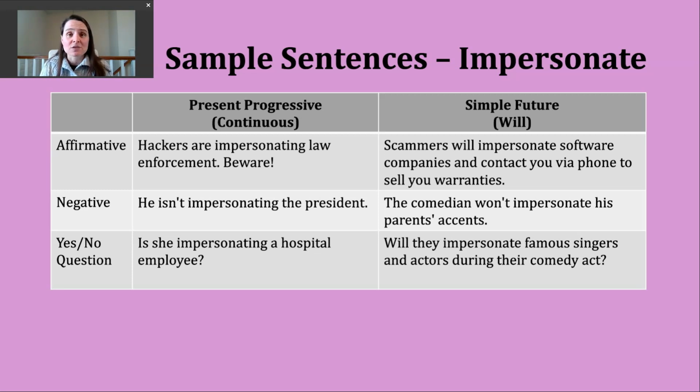The nice thing about this structure is that we don't have to pay attention to our subject, right? It's always going to be the same. We're going to use will, and then we're going to use the base verb. So no S, no ED, no ING, nothing on the end of that verb. You can see that in our example. Scammers will impersonate software companies and contact you via phone to sell you warranties.